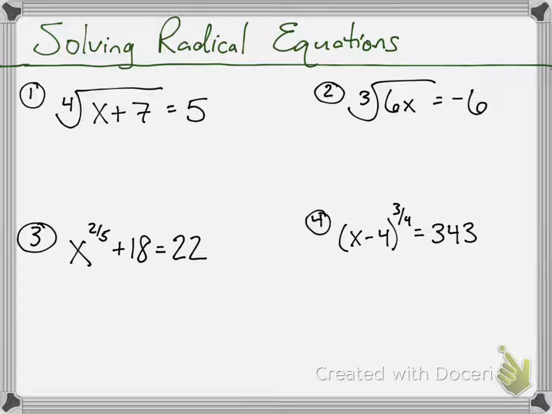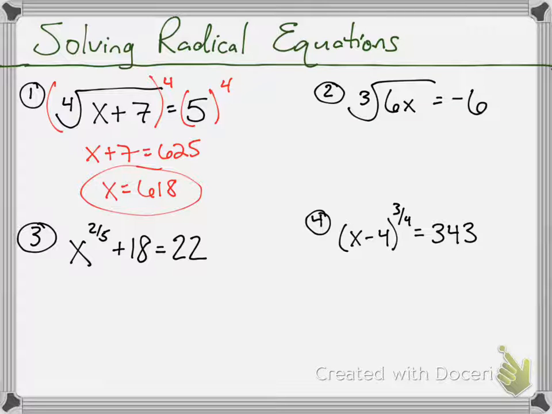I have nothing on the left side except everything crammed under a root. So I want to undo the root by taking its reciprocal power. By having a fourth root, to undo it, I'm going to take a fourth power, and I'll do that to each side. The fourth root and the fourth power cancel, so I'm left with x plus 7 equals 5 to the fourth power, which is 625. Subtract 7 from both sides, x will equal 618.